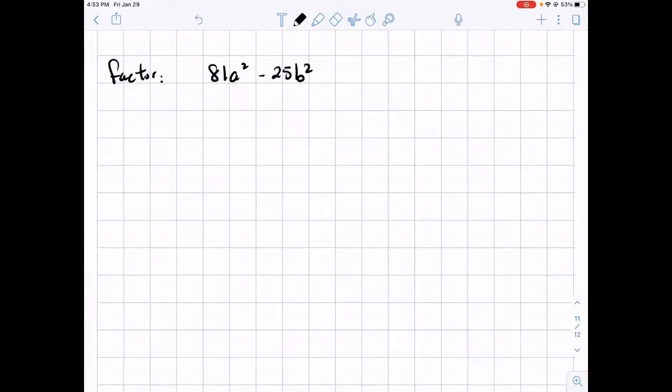But if you notice, it is a difference, two terms, and this is a perfect square, this is a perfect square. So I can rewrite this as 9a quantity squared minus 5b quantity squared, right? The square root. So you can think of this also when you look at this. Do you know the square root of 25? Do you know the square root of 81? If you know the square root, then these are perfect squares, okay?